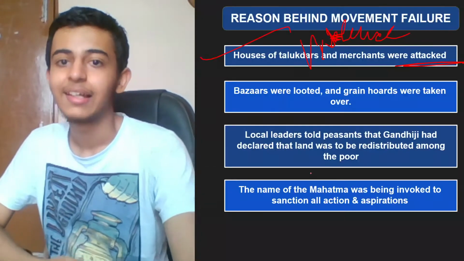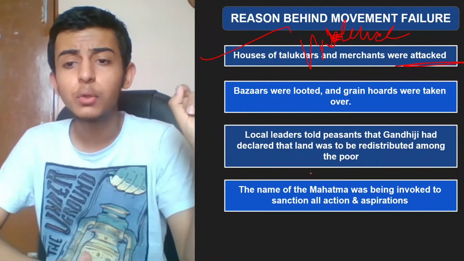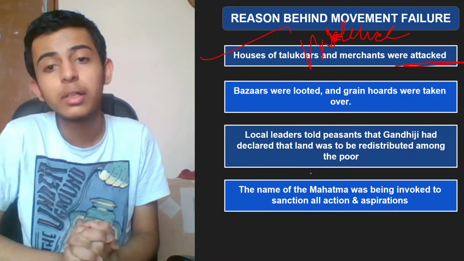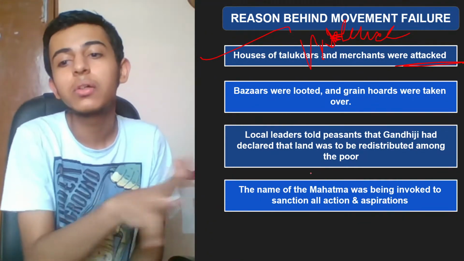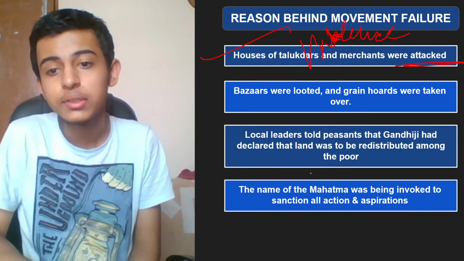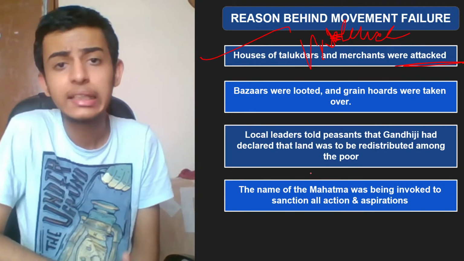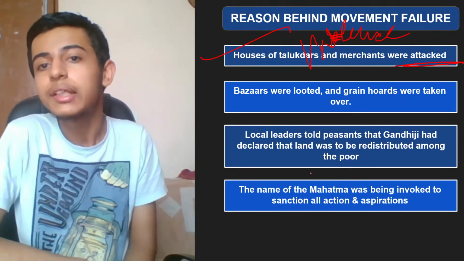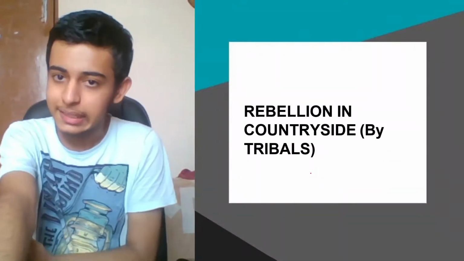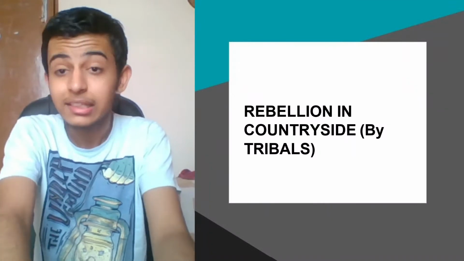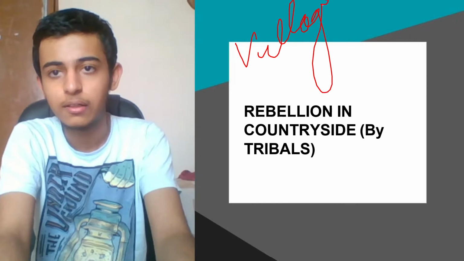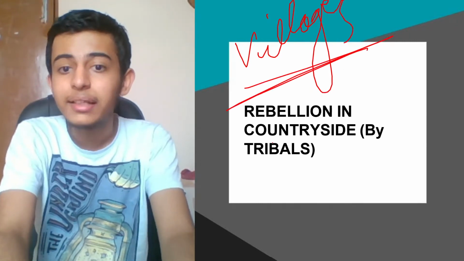Local leaders told peasants that Gandhiji had declared that land was to be redistributed among the poor. Right? Local leaders ने गांधी जी को बताया कि land को अब हमें गरीब लोगों में distribute करना है. Right? The name of the Mahatma was being invoked to sanction all action and inspiration. तो महात्मा गांधी उनके inspiration बन गए क्योंकि उनका non-violence का वो जो ideology था that was liked by the people. Talking about rebelling in the countryside. Countryside doesn't mean country. Countryside means villages. Villages basically by the tribal people.